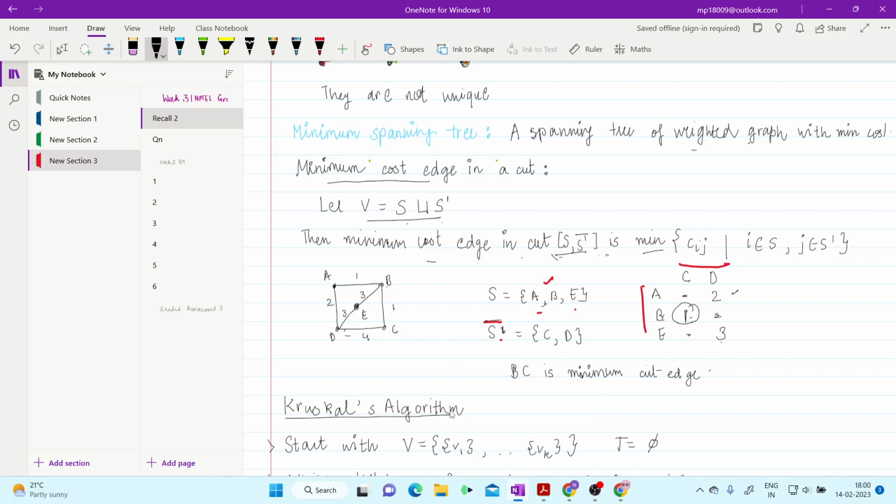Yes. So one is S and the other is the S complement. Basically, for a cut, the union should come out to be the whole set of vertices and they should not have a common element, so it should be a disjoint union. So AB and DCE is also a valid cut. Okay, ma'am. Thank you, ma'am.